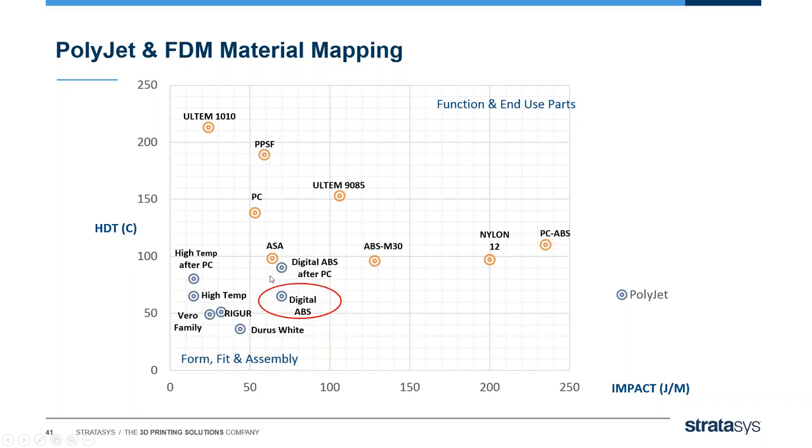And of course, after a thermal post-treatment, it's a tempering process. There's no curing anymore. This is a treatment, the pre-aging of this material. HDT is increased to 95 degrees C.